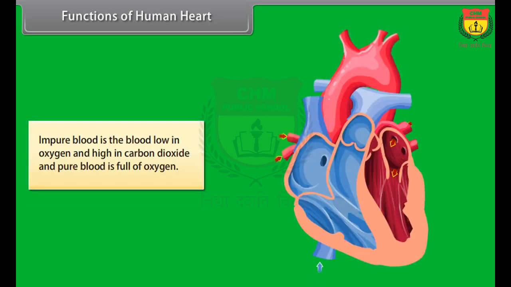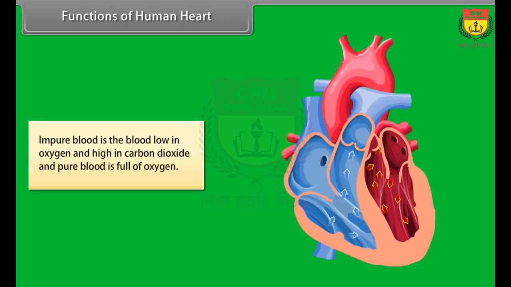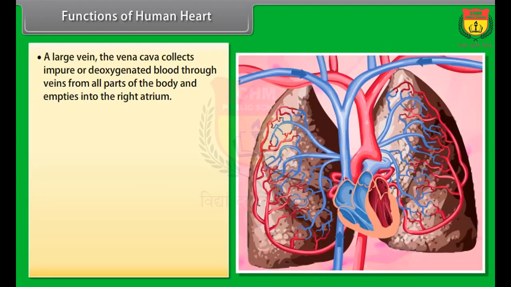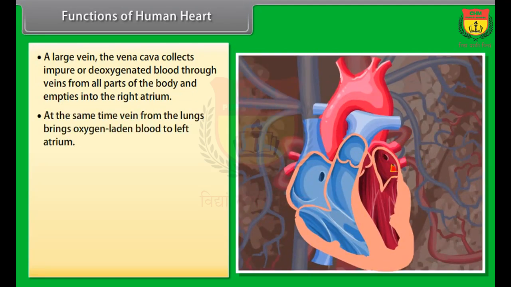Functions of human heart. Impure blood is the blood low in oxygen and high in carbon dioxide, and pure blood is full of oxygen. A large vein, the vena cava, collects impure or deoxygenated blood through veins from all parts of the body and empties into the right atrium. At the same time, vein from the lungs brings oxygen-laden blood to left atrium. At this time, all the 4 chambers of the heart are relaxed.